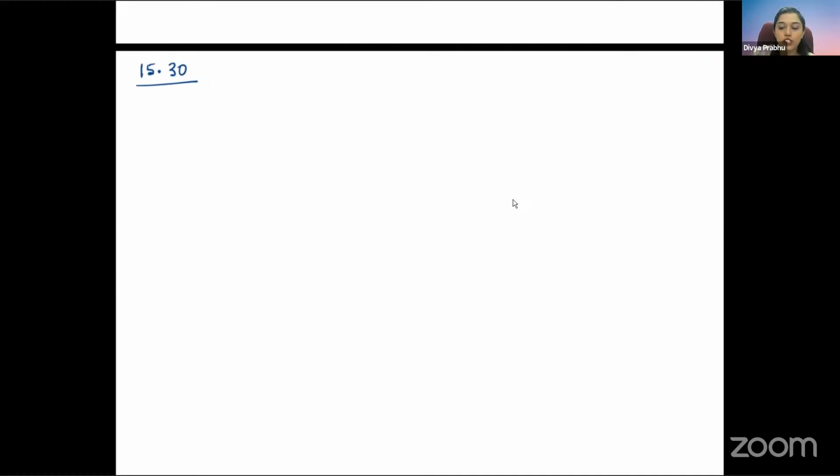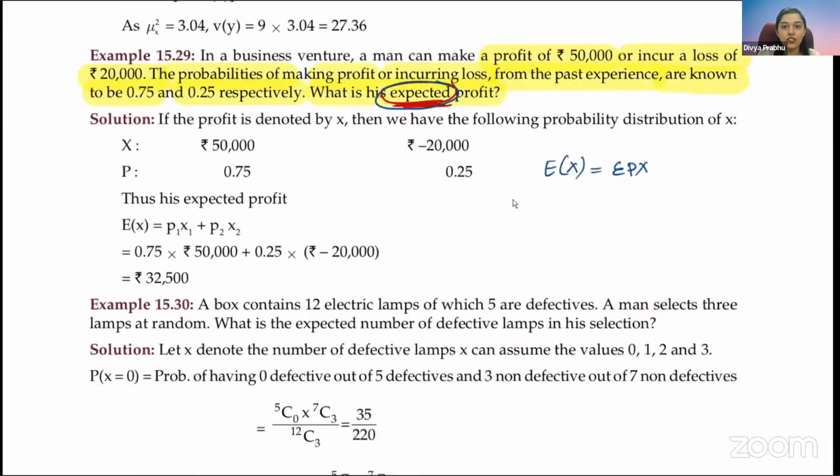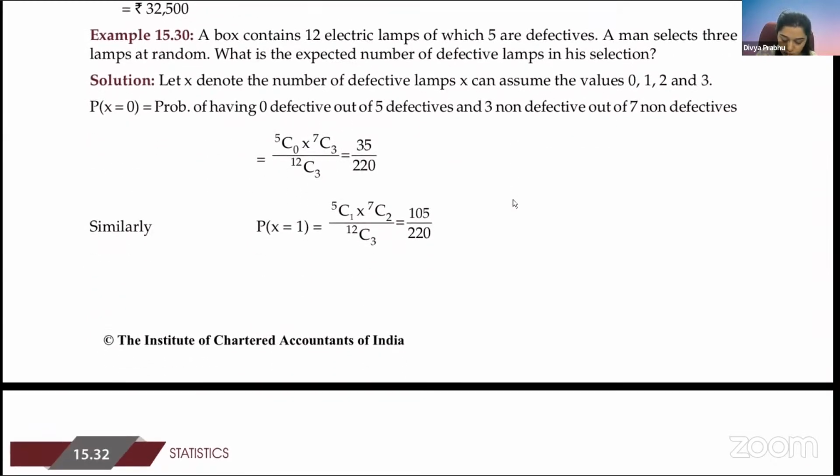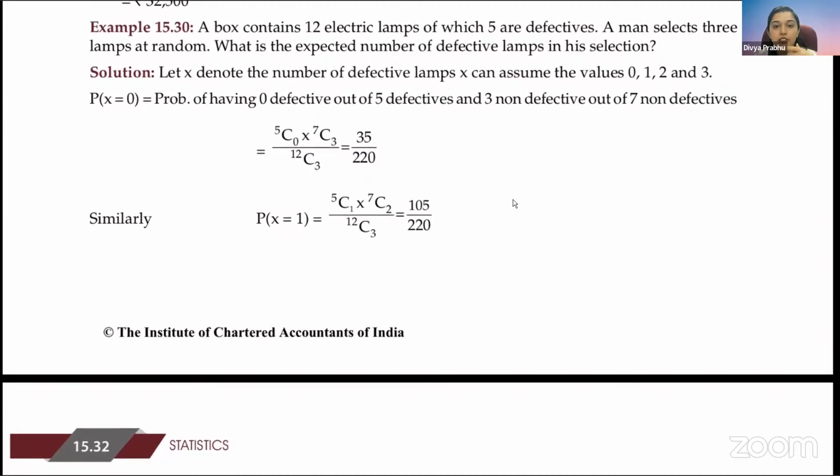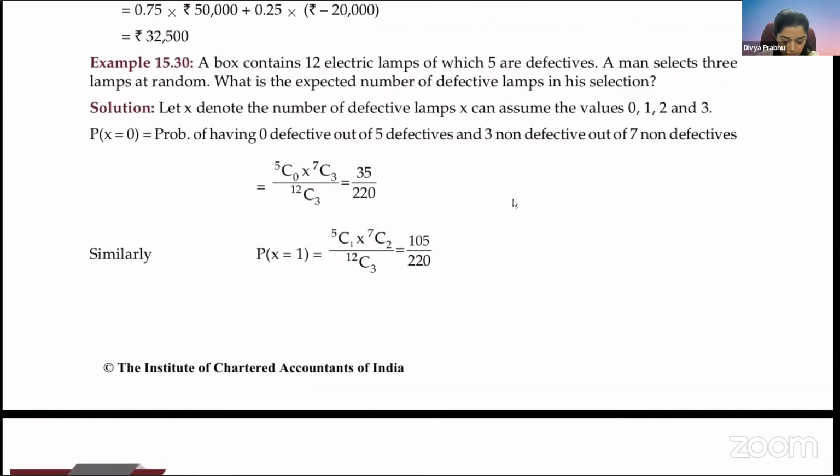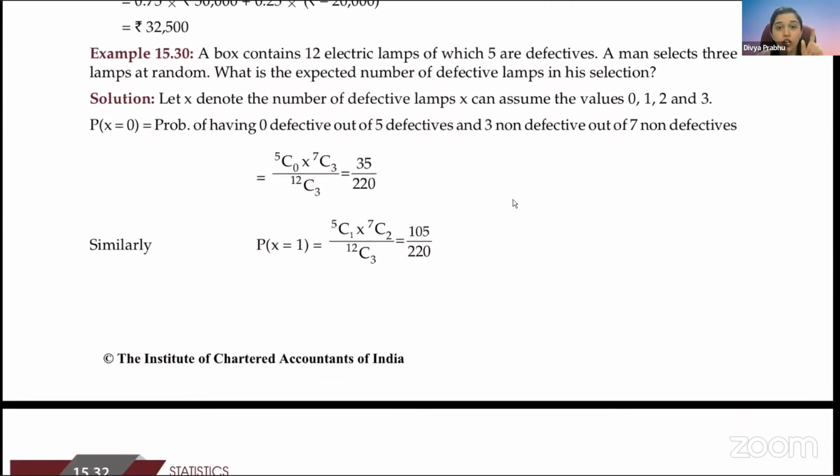So the last question we will solve is based on the expected value. It's actually the combination of the combination topic as well as probability and random variable, everything put together. It's a very good question. We'll first read the question. Example number 15.30. I want you all to interact with me in this question because I want your help in getting the answer.